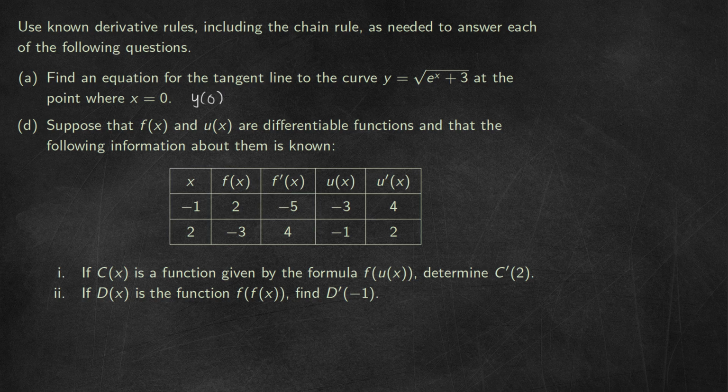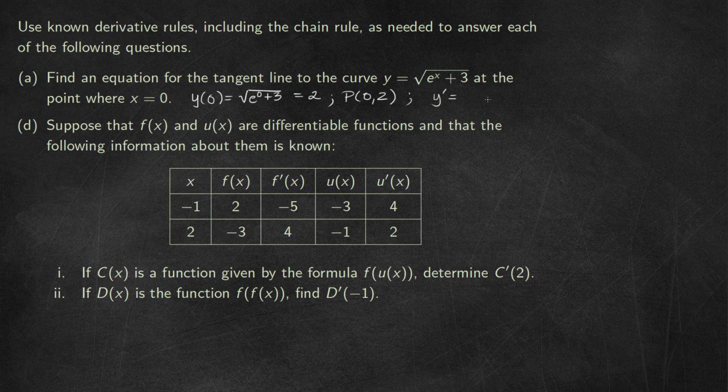Y of 0 equals the square root of e to the power 0 plus 3. E to the power 0 is 1, so e to the power 0 plus 3 is 4, and the square root of 4 is 2. That gives me my point of tangency at 0, 2. So 0, 2 is my point of tangency. Now let's find the value of y prime at 0.